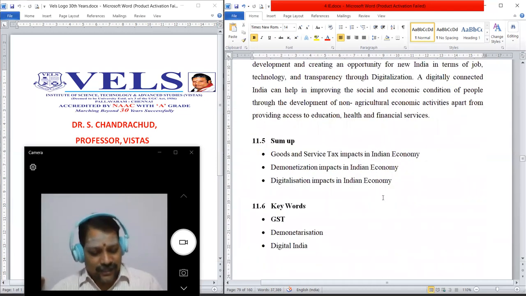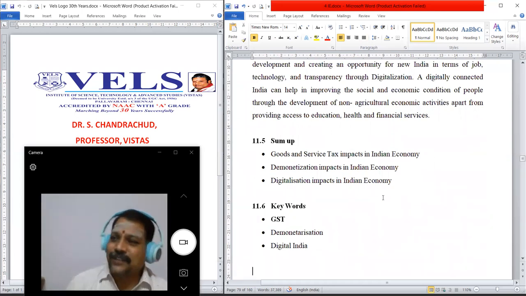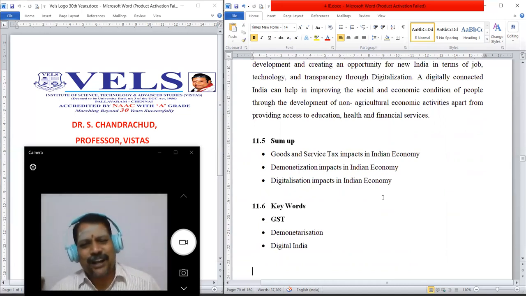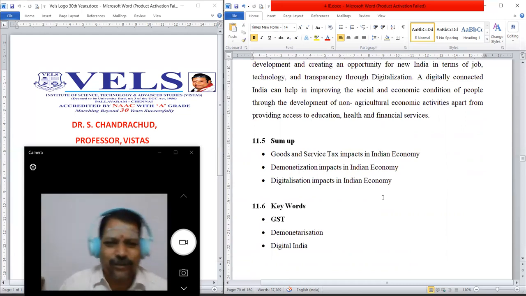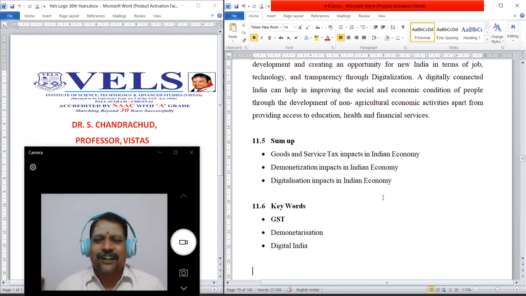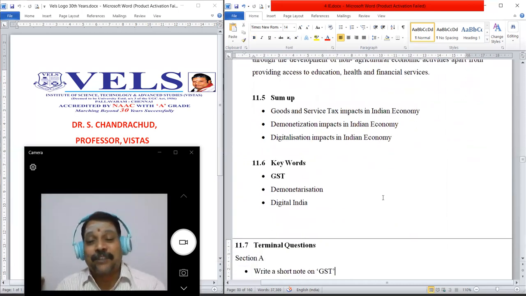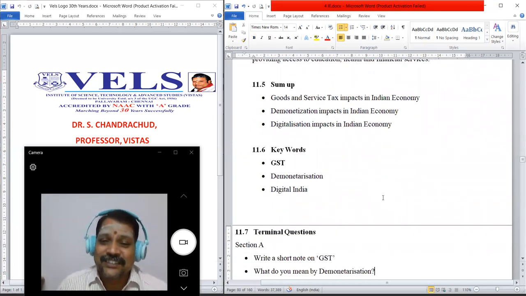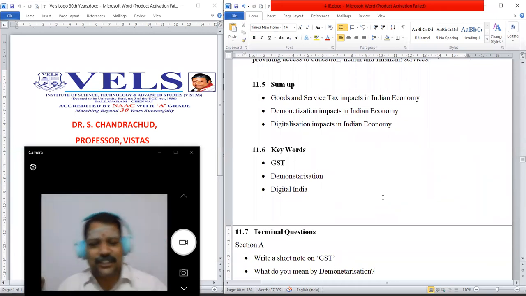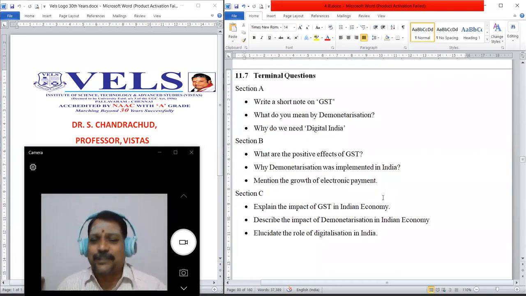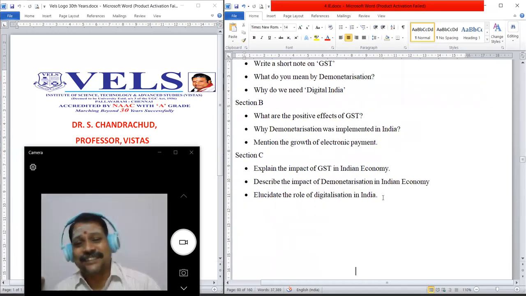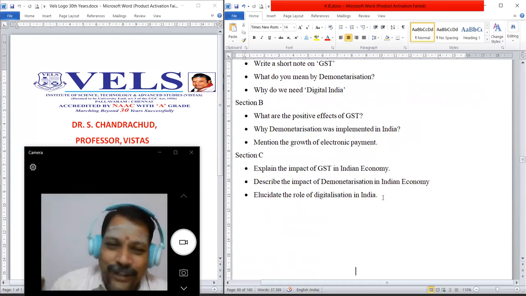And what are the takeaways from this class: the goods and services tax impact, what is the impact of this particular GST on the Indian economy, why demonetization was implemented and how it affects the Indian economy, whether positively or negatively, and what is the current status of digitalization in the Indian economy. These are the takeaways from this particular unit. Some of the keywords are SGST, CGST, demonetization, Digital India, all these things. You can expect two Section B questions and one Section C question.